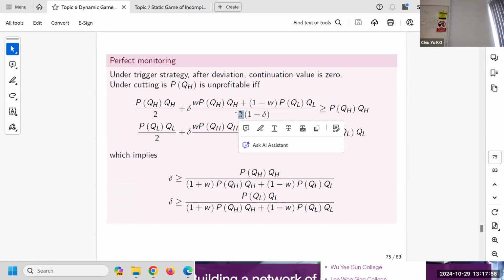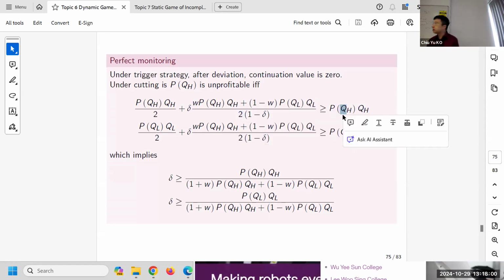This looks a little bit clumsy. The right-hand side is easy because it means I deviate, I get the whole market, but I get zero for the rest of my life because of the trigger strategy. Anyone who deviates, we go to Bertrand forever, the Nash reversion. So we get this and zero forever. If you go along with the equilibrium, you split the market, and next period depends on nature. If good, you get this. If bad, you get this.